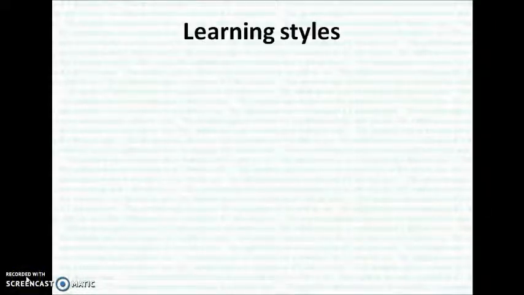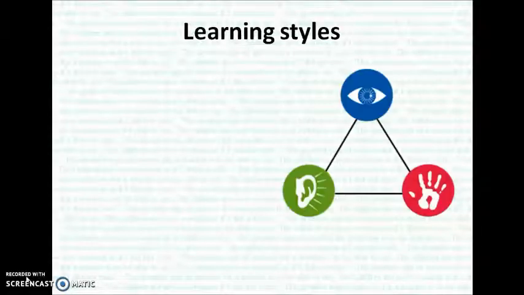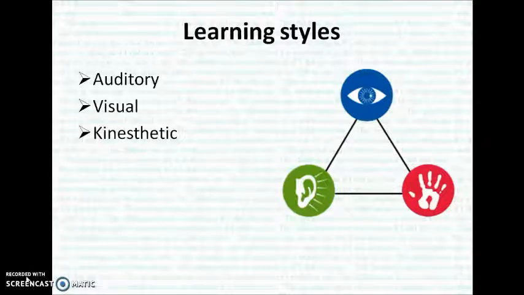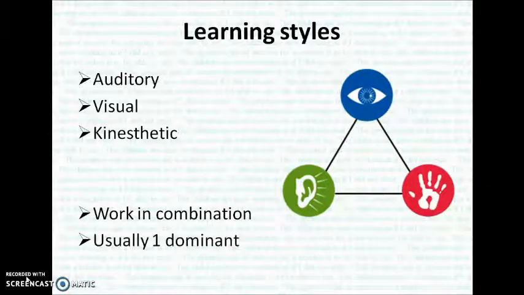Next, we will talk about learning styles. Learning style is the student's inner preference for a certain type of input. In theory, if the teacher's teaching style corresponds with the learner's learning style, they should be able to learn more easily. There are three basic types of learning styles: the auditory learning style, the visual learning style, and the kinesthetic learning style. While they work in combination, one of them is usually more dominant.